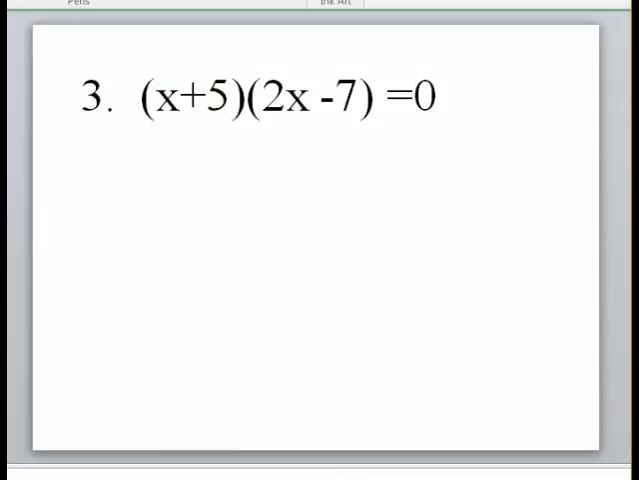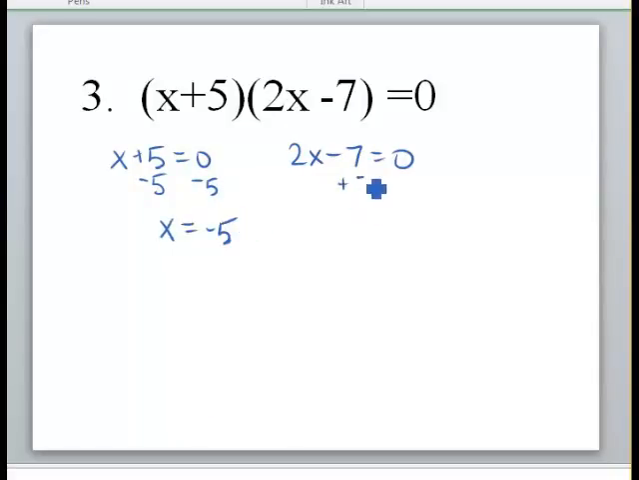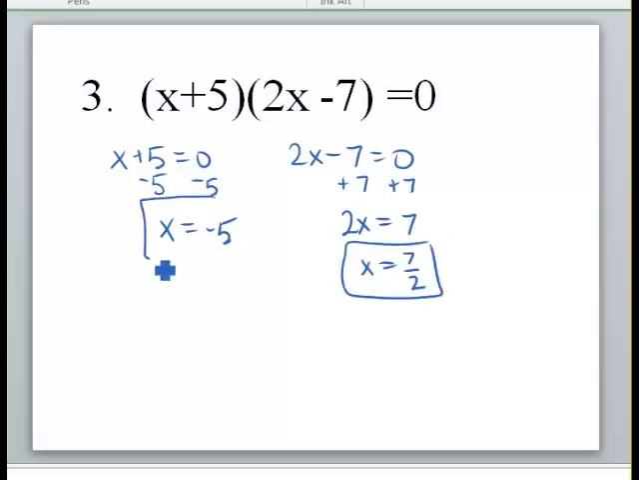On the next problem, it is already set equal to 0, and it is already factored. So I can just take each part and set it equal to 0. Solving this equation, I get x is equal to negative 5. And the second equation, when I add 7 to both sides and then divide by 2, I get x is equal to 7/2. So I have the two solutions of negative 5 and 7/2.